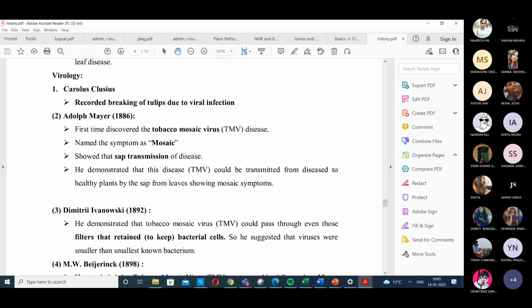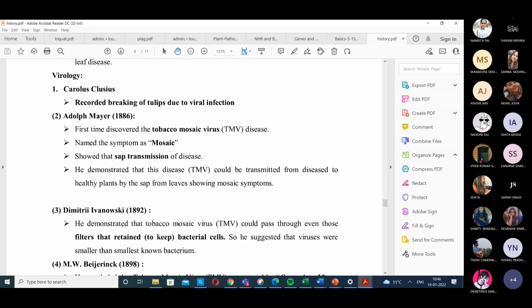And then virology, I guess we have studied history last time also. So Carolus Clusius recorded breaking of tulips due to viral infection. Then Adolf Mayer was the person who discovered tobacco mosaic virus disease. He named the symptom as mosaic. He also showed that sap transmission can lead to the transmission of a disease, right?